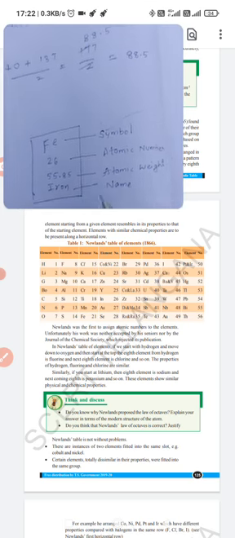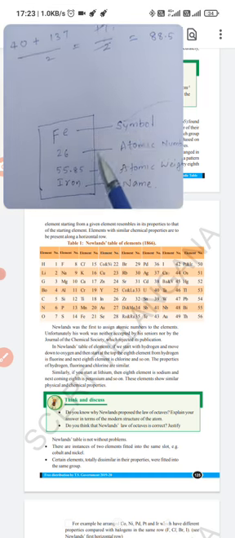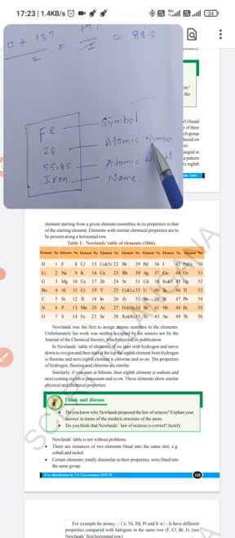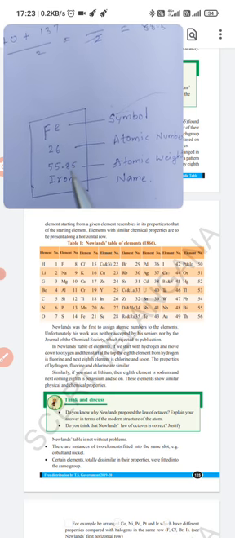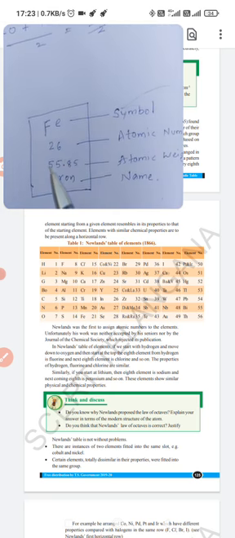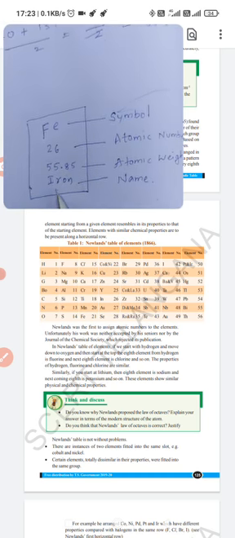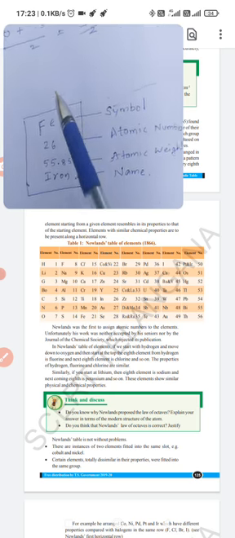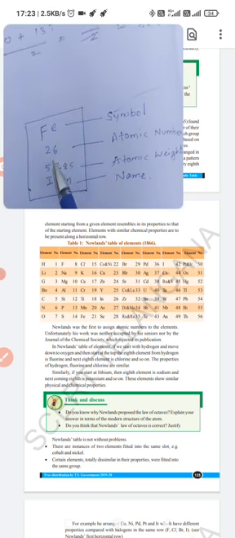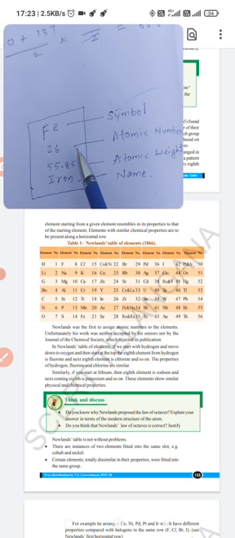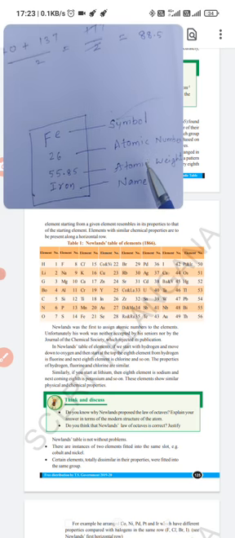I'm taking an example of iron, Fe. Fe is the symbol of the element. 26 is the atomic number of the element. If you see the periodic table, all elements will be given this information. This 55.85 is the atomic weight, and iron is the name of the element. So in this box you get information about the symbol, the atomic number, and the atomic weight. Atomic number means number of electrons. 26 electrons are present in iron, and 55.85 is the atomic weight of the element.